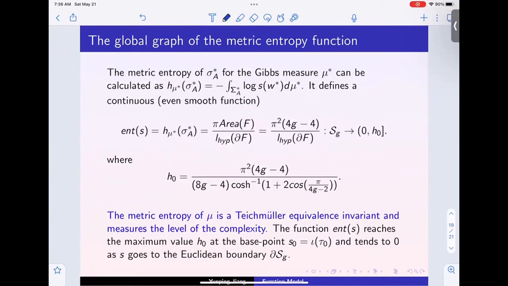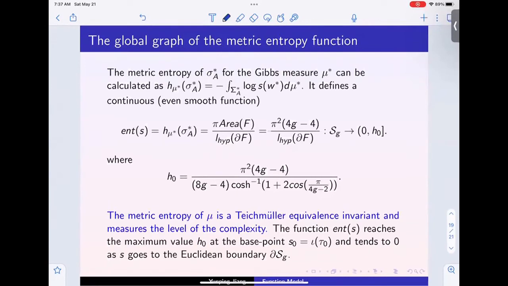Now another thing is the so-called metric entropy. Topological entropy measures the global complexity. That means how closed geodesics wrap on this Riemann surface. But it will not tell you how far and how close. This metric entropy tells you how far and how close these closed geodesics are.